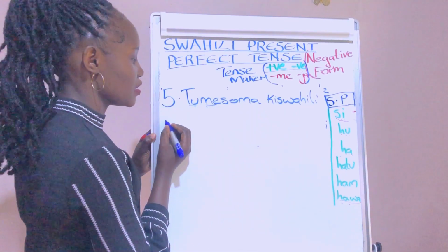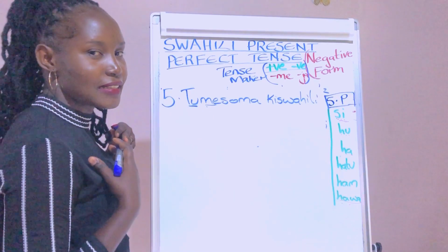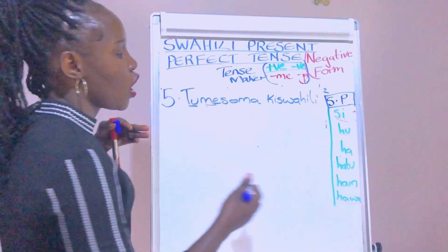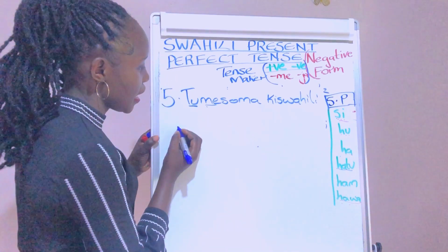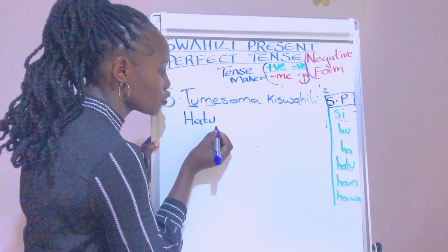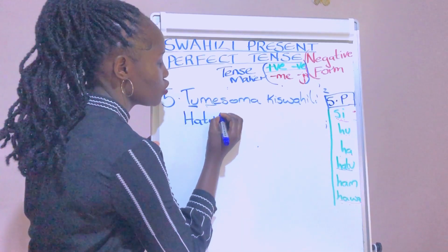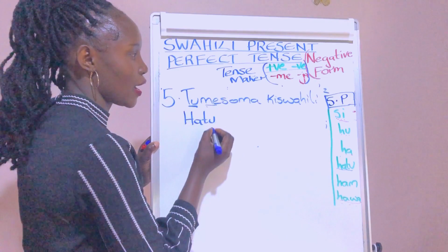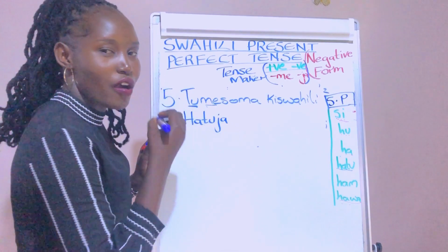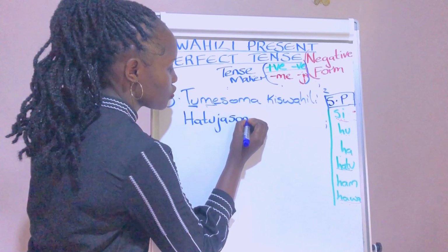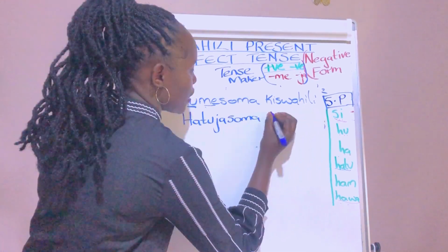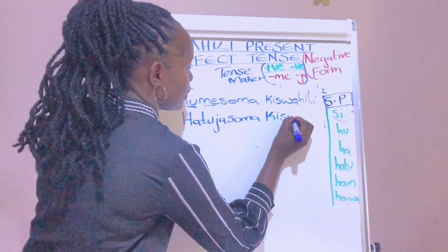So let's change this into negative form. Our tu, which means sisi, our tu subject prefix is going to change to hatu. Then me, we put it into our tense marker for negative form, which is ja. Hatuja. Then our verb remains soma. And then we have Swahili. Hatuja soma Kiswahili.